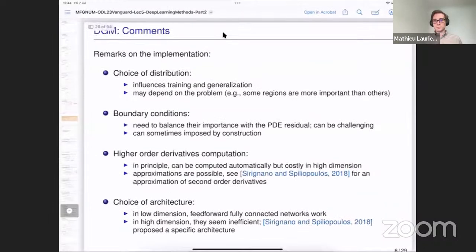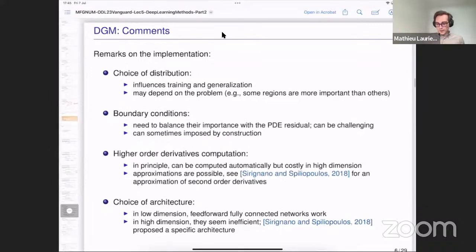So there are many things to be said here. The choice of distribution. Sorry, there is a comment: D is equal to 3. Yes, D can be equal to 3, for example. The choice of the distribution: here I pick uniform for simplicity, but you could pick a non-uniform distribution, and this will influence your training and also the generalization error. If you don't sample points uniformly over the domain, it means you are going to train more in some regions than in others. Maybe because this region is more important, maybe because in this region the solution is harder to learn. There could be various reasons to do that, and this is most likely problem dependent.